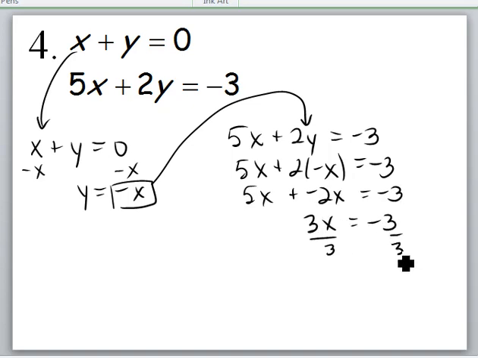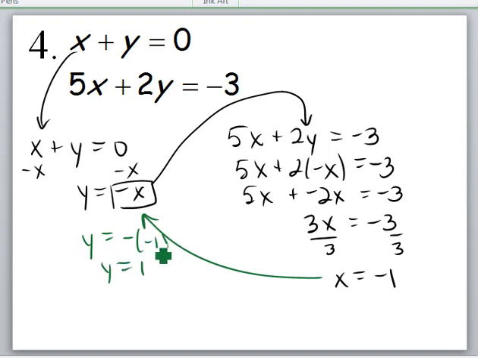Divide by 3, and x is negative 1. Then what I need to do is plug that value back in, so I get y equals negative negative 1. So I really have y equals 1. My solution then is negative 1, 1. X comma y.